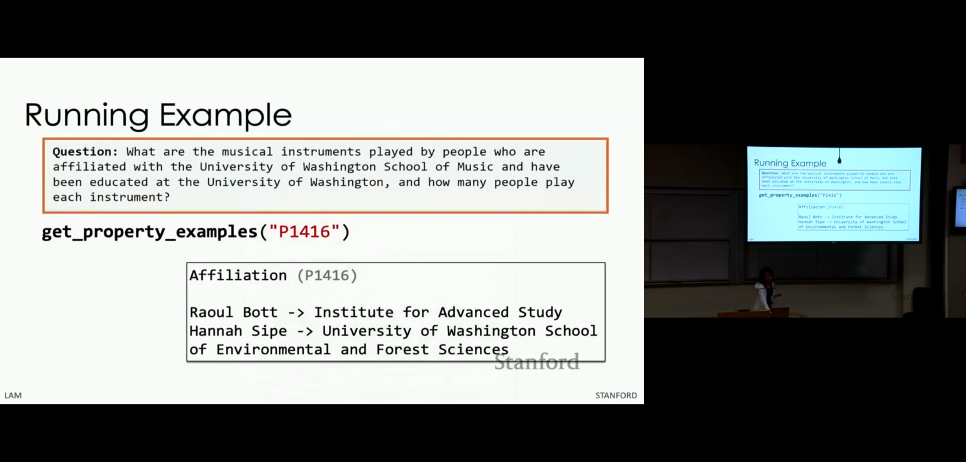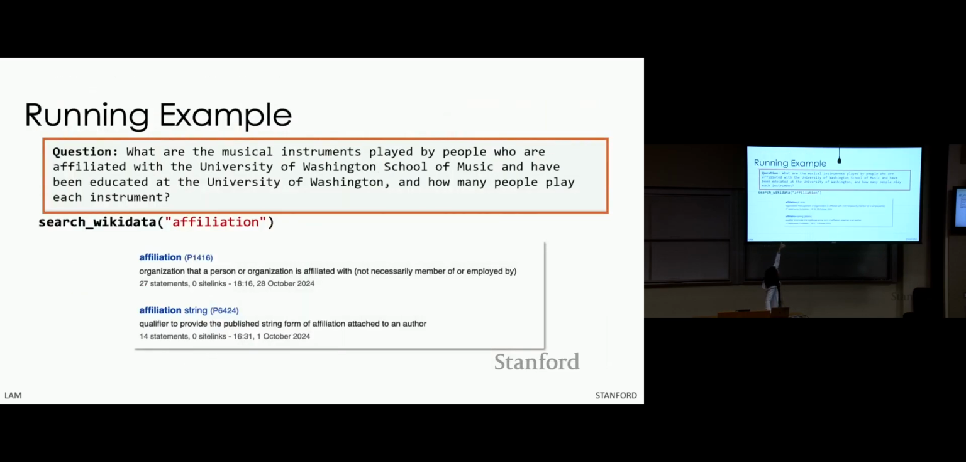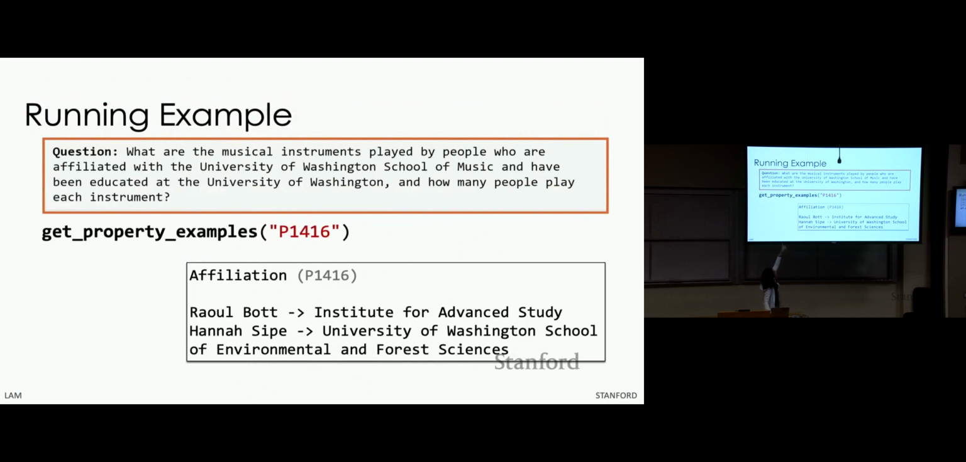Very, very detailed. Another one is get property examples. So we know that we're looking up, remember, we're looking up affiliation. We found that P1416 is the affiliation that sounds like what we need because there's a description. If you make this call, it will give you these pairs of information, basically the two question marks, right? The subject, predicate, object. These are the subject, predicate 1416, affiliation, object. So these give you the pairs. By looking at the pairs, you actually know a lot more about what that property is.